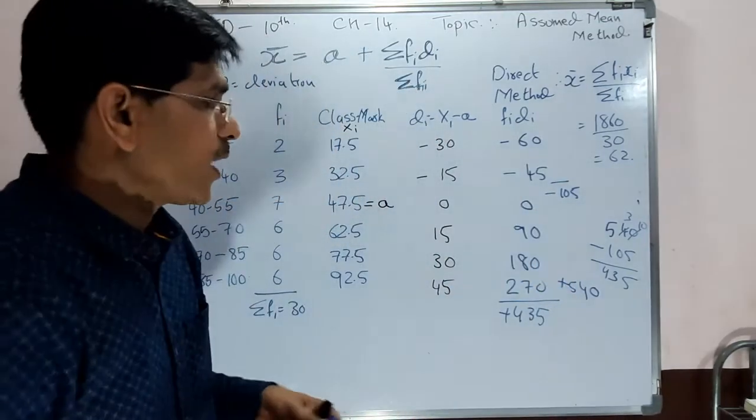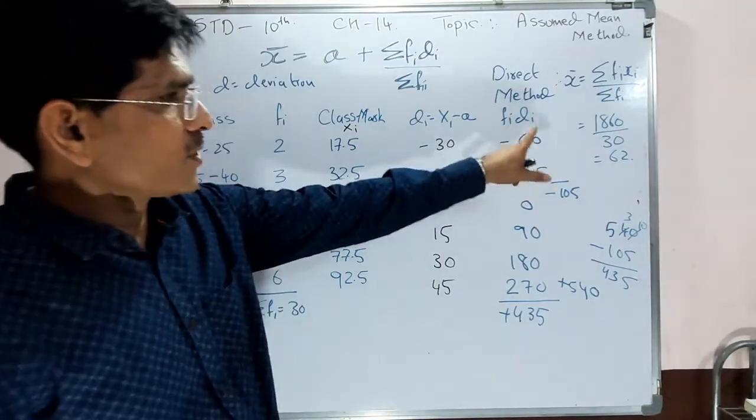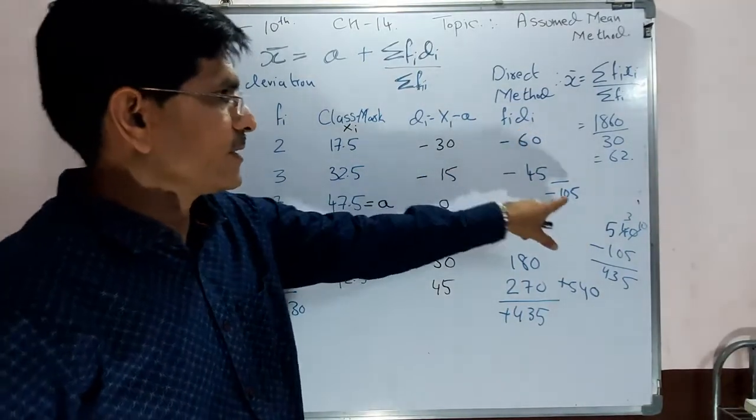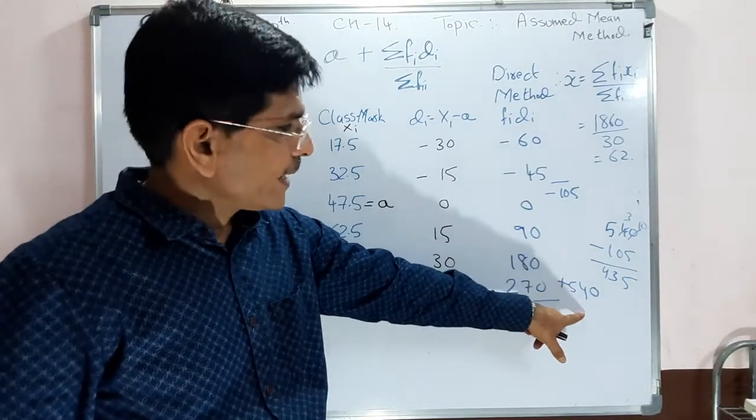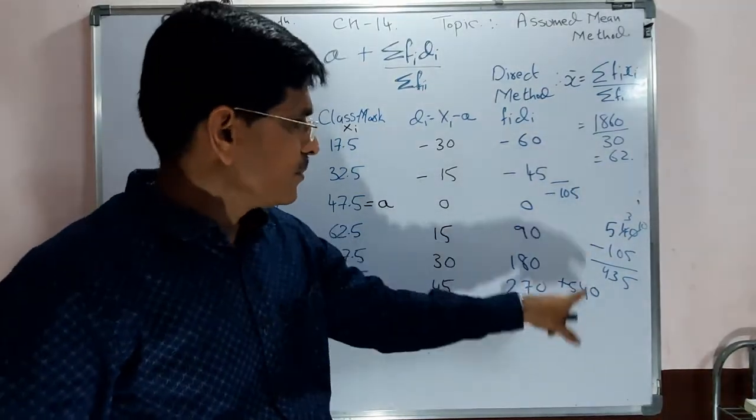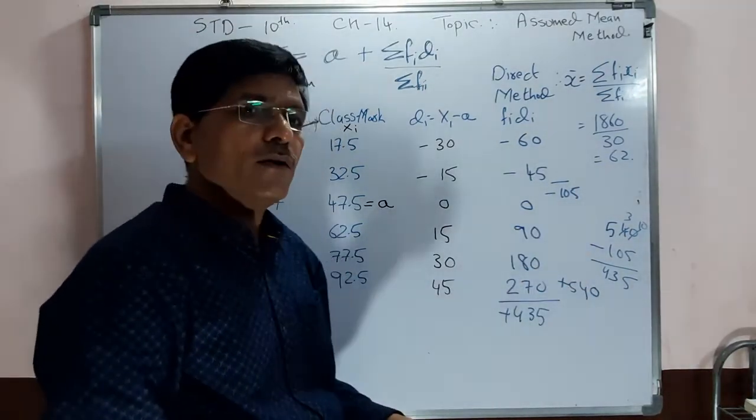Again I am explaining how we get 435. First of all, the negative terms are negative and all other terms are positive, so first we have to add the positive ones. So 540. Now simplify, we get 435.